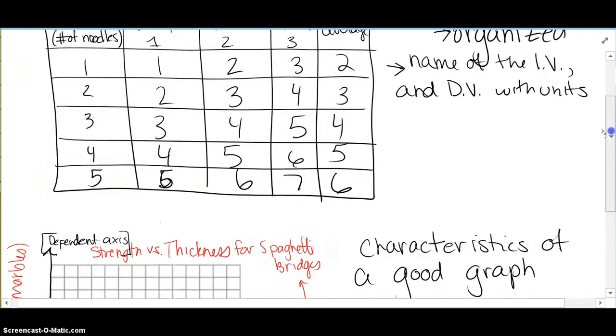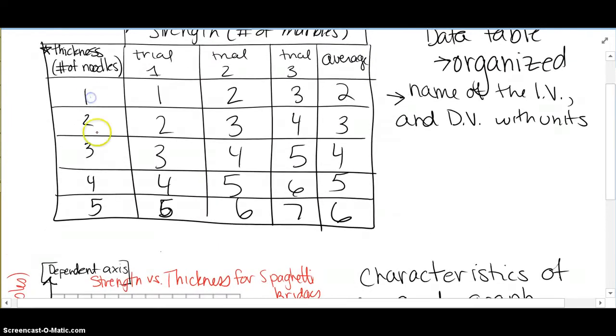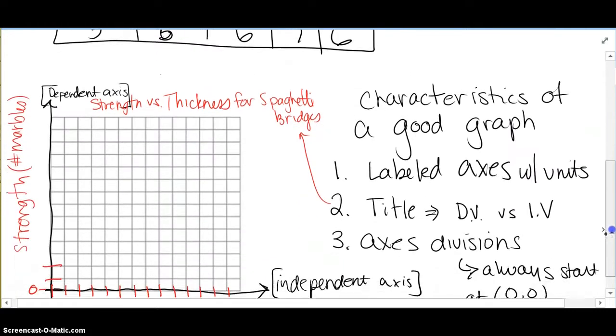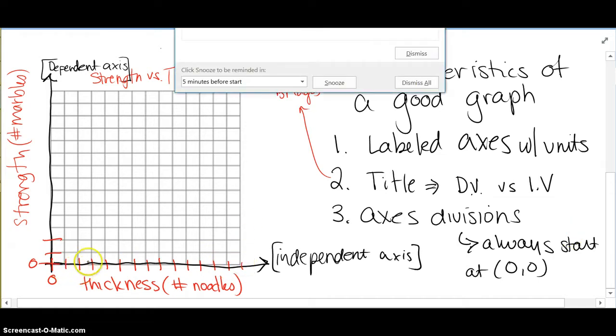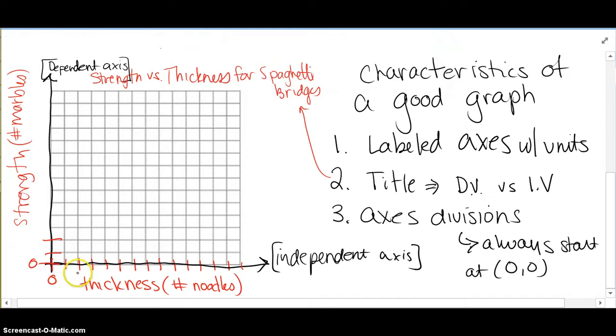So let's look up here. I've got thicknesses of 1, 2, 3, 4, and 5. And if I come back down here, I've got 1, 2, 3, 4, 5, 6, 7, 8, 9, 10, 11, 12, 13 squares to label. So I think I'm going to choose every other square. So the first square is going to be 1, or the second, I'm going to skip a square, 1, 2, 3, 4, 5, 6, 7. Okay? On the way up, I have the same number, so I might do that again. 1, 2, 3, 4, 5, 6, 7.